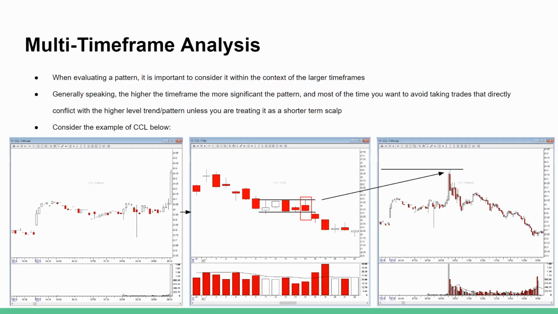Okay, so now that we have talked about the 4 C's of price action, I want to briefly introduce the concept of multi-timeframe analysis. This is a super important topic, and we're going to cover it a lot more in future lessons. But the main takeaway is that you always need to take your trade within the context of the higher time frame. Generally speaking, the higher time frame, the more significant the pattern, right?